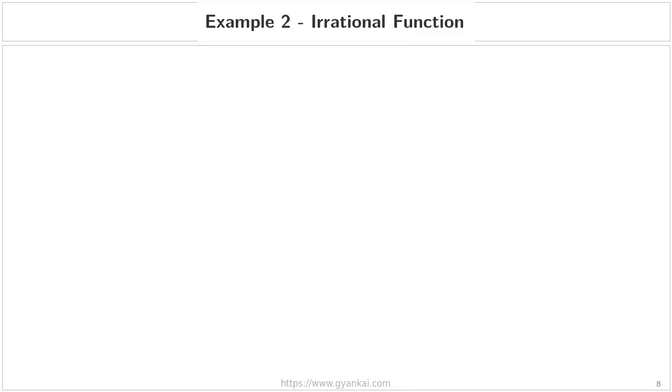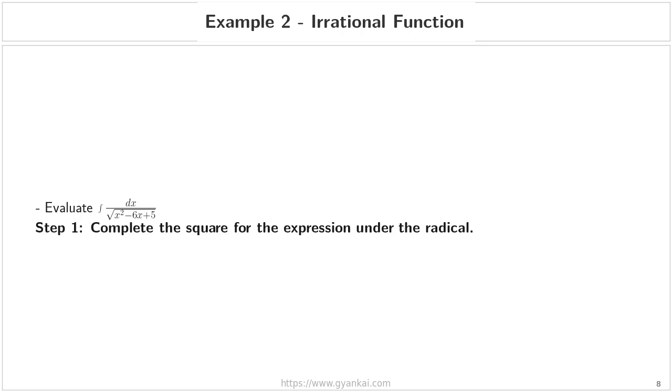Example 2, irrational function. Okay, let's tackle another example, this time with an irrational function. We're going to evaluate the integral of 1 over the square root of x squared minus 6x plus 5 with respect to x. Step 1, complete the square for the expression under the radical.